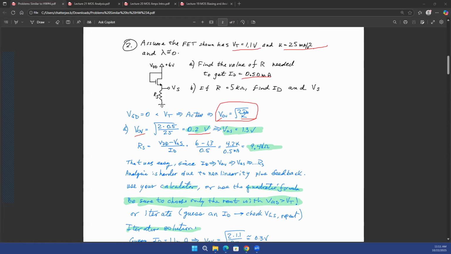VT is given. VOV is VGS minus VT. So if you know VOV and you know VT, you can find out VGS, which is nothing but V over drive plus VT. V over drive is 0.2 volts and VT is 1.1 volt. So VGS becomes 1.3 volts. Now, if your VGS is 1.3 volt, that means the drop from gate to source is 1.3 volt. What is the gate voltage? Because the gate is connected to drain, the gate voltage is equal to 6 volt.